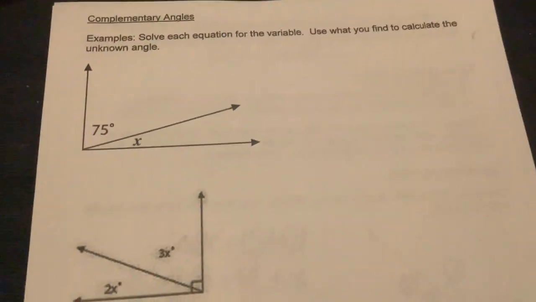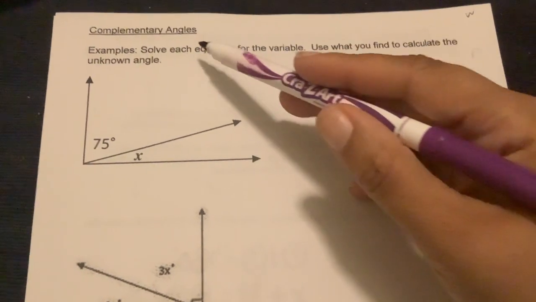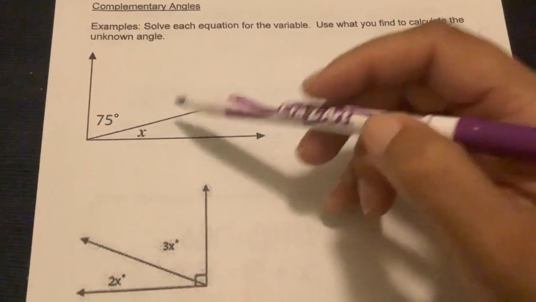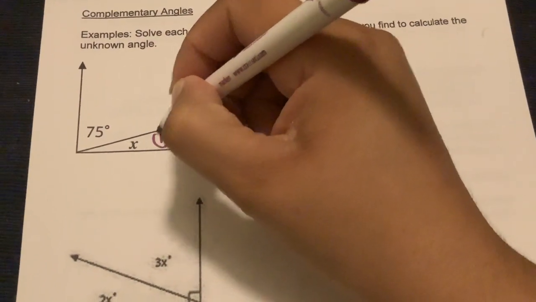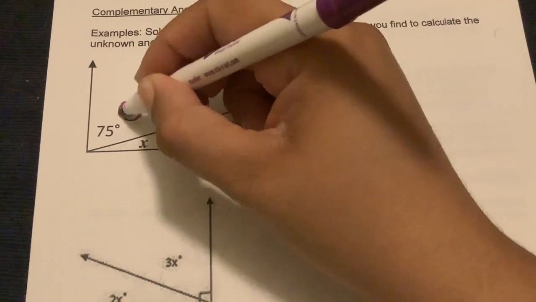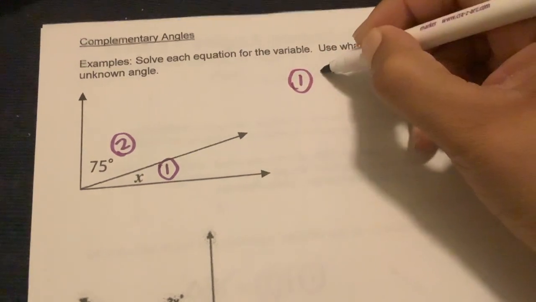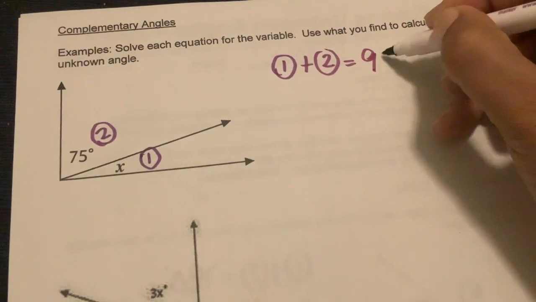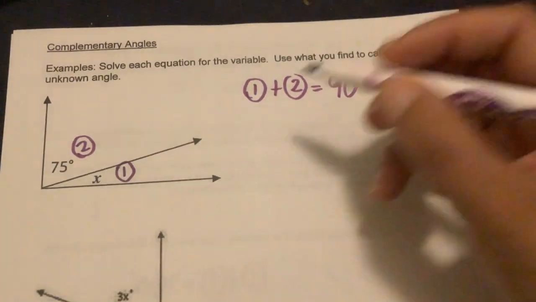When we're talking about complementary angles, you need to remember what complementary angles mean. That means two angles that equal 90 degrees. So I'm going to do the same thing, and I'm going to still label my parts. Because the rule here is angle 1 plus angle 2 is supposed to equal 90 degrees. So I'm just going to replace it.